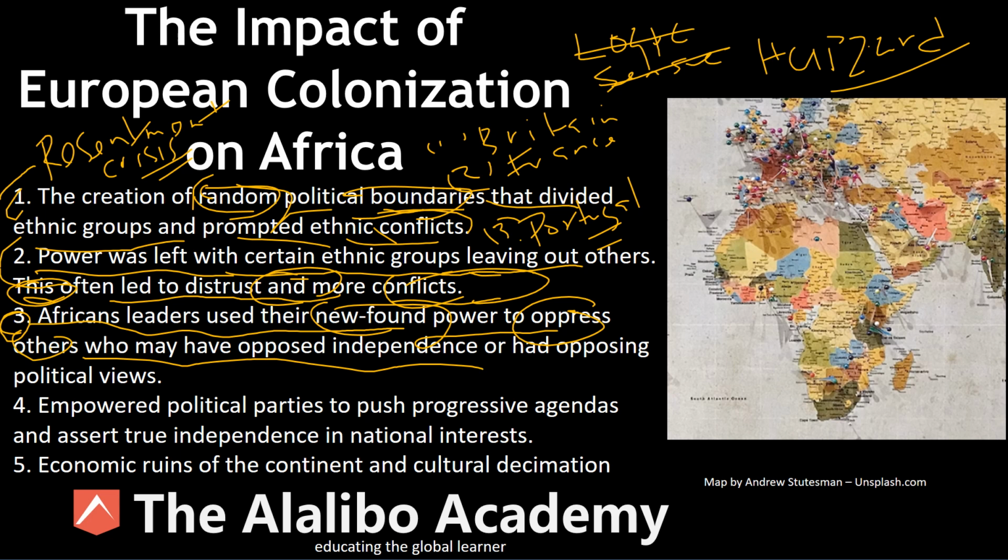The third point is African leaders used their newfound power to oppress others who may have opposed independence. Yes, there were some that opposed independence amongst them because they were benefiting from the European powers in one way or the other, or had opposing political views. So they used the opportunity to exert their power and influence on opposition figures, people that opposed independence, fought against the movement for independence, or simply had opposing views on the economy, on politics, on society, and so forth.